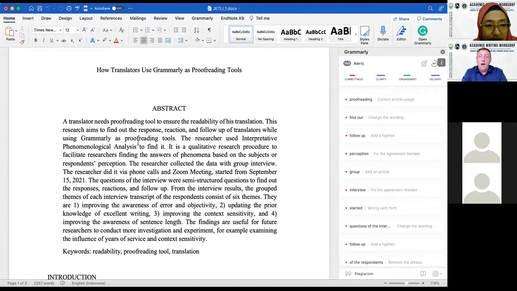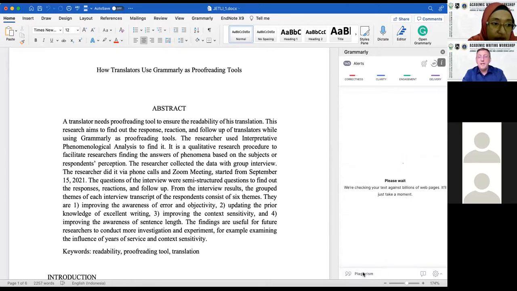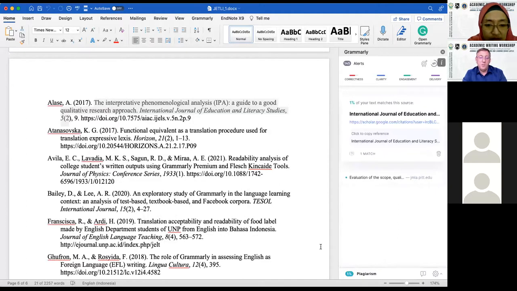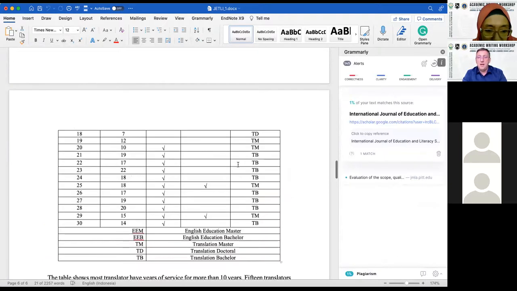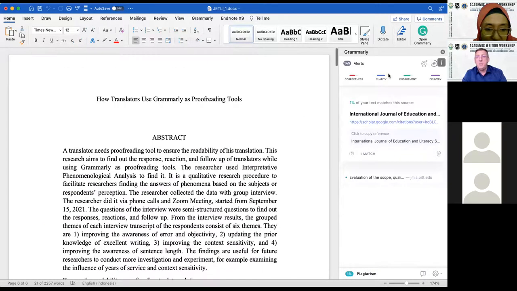So I ran a Grammarly scan, and it shows that there are 145 alerts. 145 alerts can be just about anything. It can be style, article usage, preposition usage, subject-verb agreement. Now, I also do a plagiarism check. Now this article, there's not any detected plagiarism.